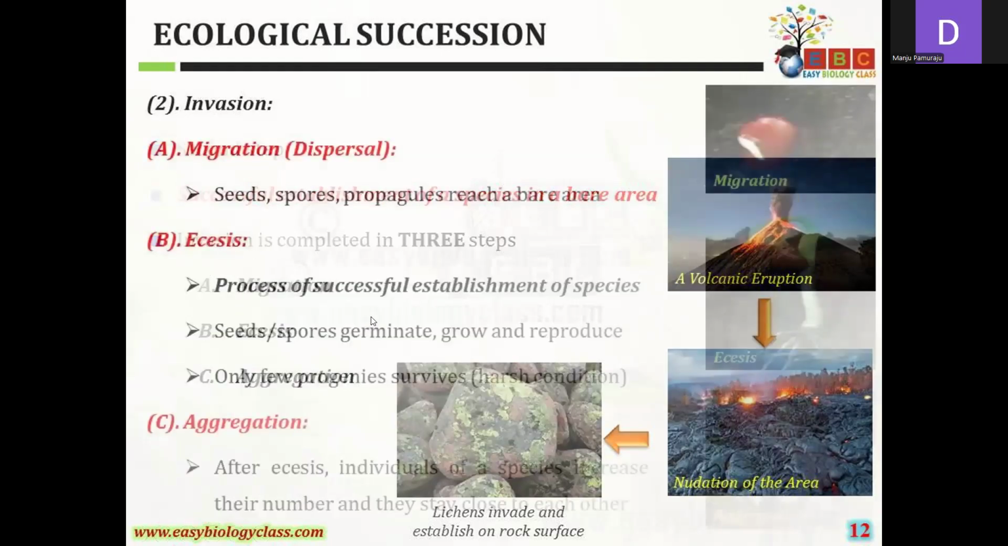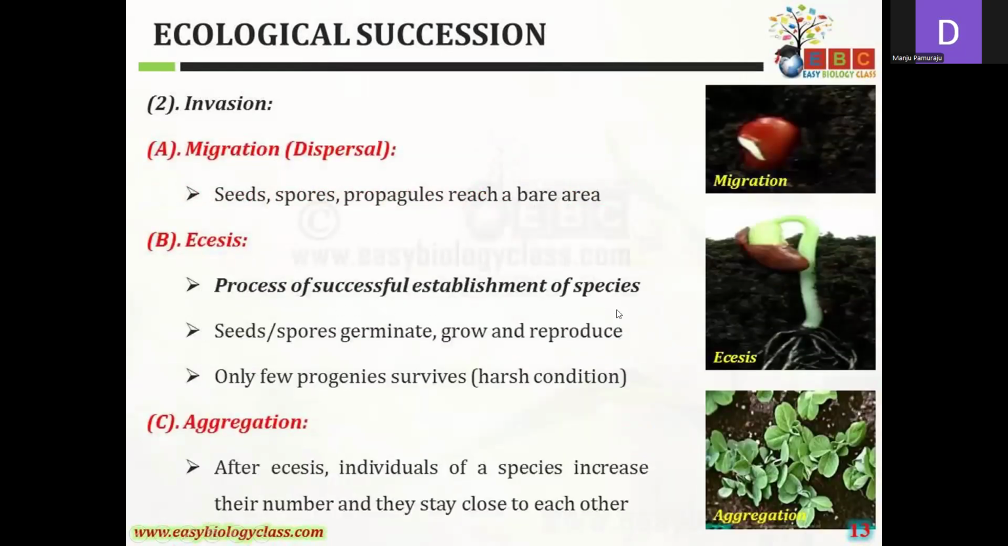So the next one is the ecesis. Ecesis means the process of successful establishment of the species after they fall on that area. They start germination and can withstand that area, so it is called a successful establishment. The seeds or spores germinate, grow and reproduce, and they can increase their number. Only a few progenies survive in that condition.